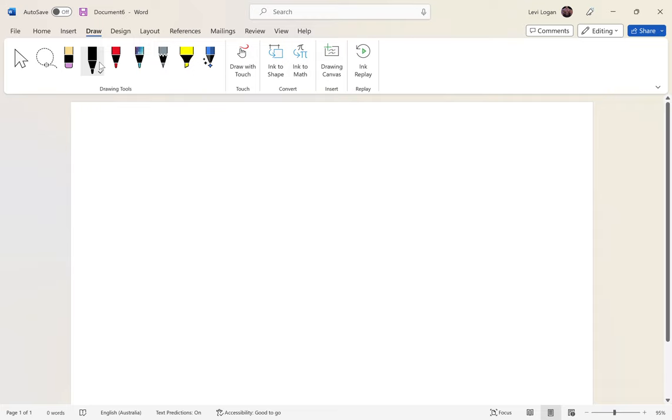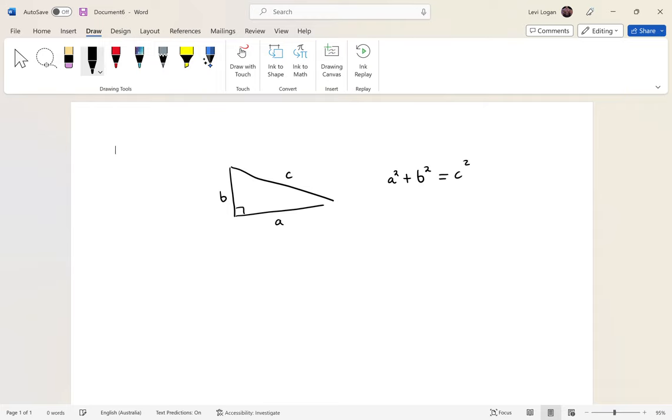If you have a triangle, and let's label the sides A, B, and C, and it's a right angle, then A squared plus B squared will equal C squared. And that's true no matter what values of A, B, or C. But how did people come up with this? How did they know this was true?